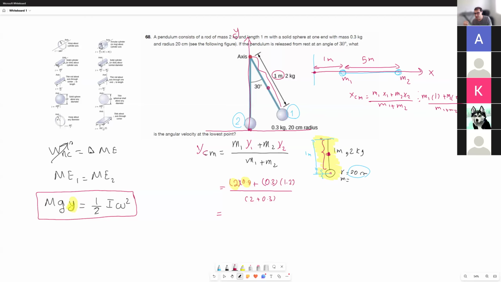What is the distance from this to here? Let me do it with green. What is this distance? It's 1.2. Yeah.